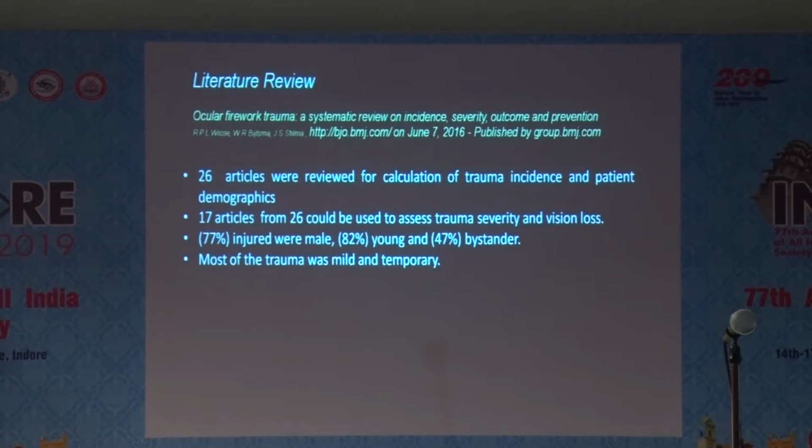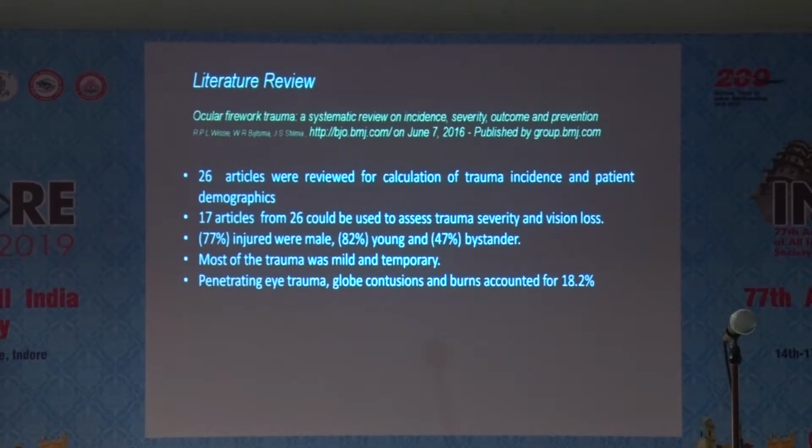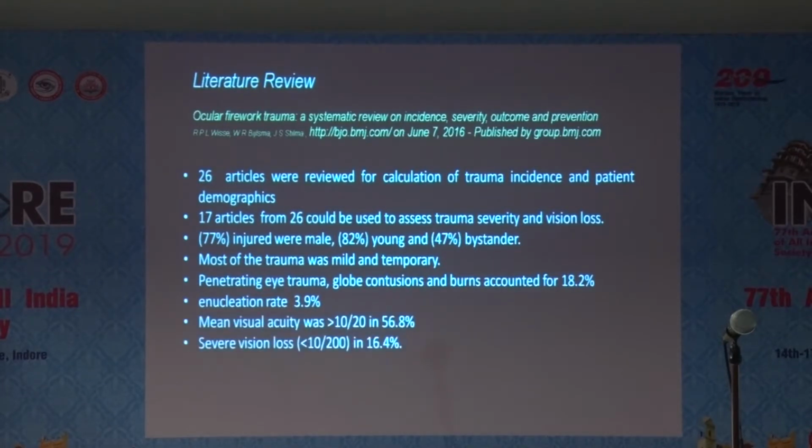Most of the trauma was mild and temporary, and penetrating eye trauma, globe contusions, and burns accounted for 18%. The enucleation rate was 3.9%. Visual acuity better than 20/40 was seen in 56.8%, and severe vision loss, less than 20/200, in 16.4%.